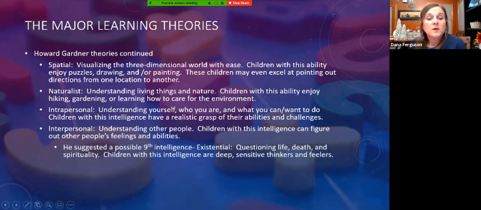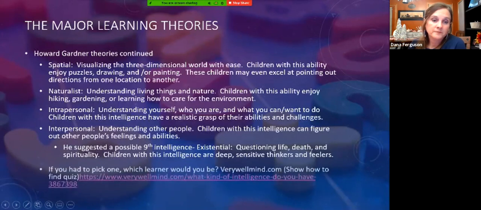And then he did suggest a possible ninth intelligence, existential, questioning life, death, and spirituality. Children with this intelligence are deep, sensitive thinkers and feelers.